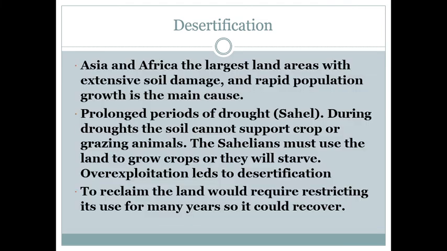Asia and Africa have the largest land areas with extensive soil damage, and rapid population growth is the main cause. That's based on study. Prolonged periods of drought would really affect the soil composition and even the plants and animals. And overexploitation leads to desertification.